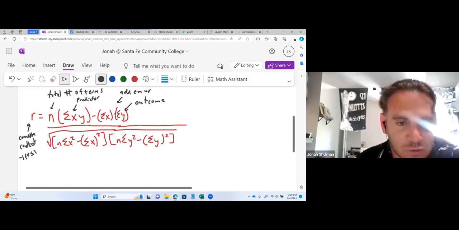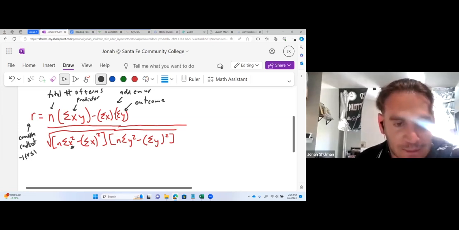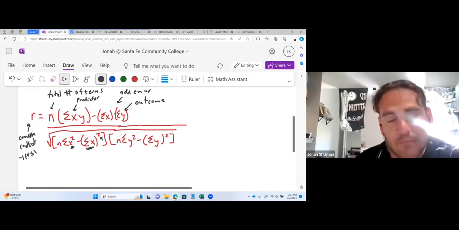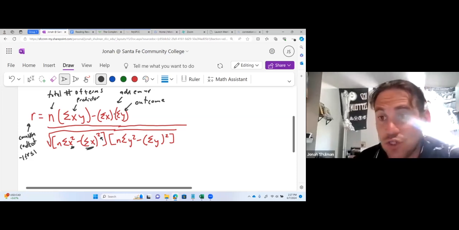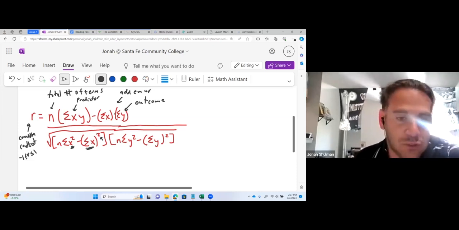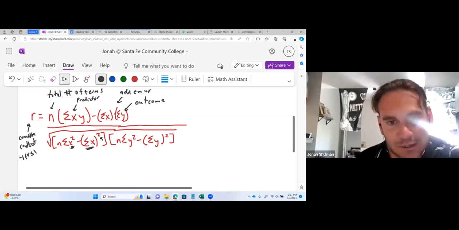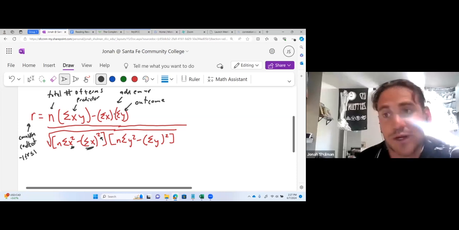But this one means we're squaring all the terms first, then we're adding them. And this one means that we're adding them all first and then squaring them. The parentheses just gives you the order. So we square, add; we add, square. Same thing here. So we square, add; we add, square.